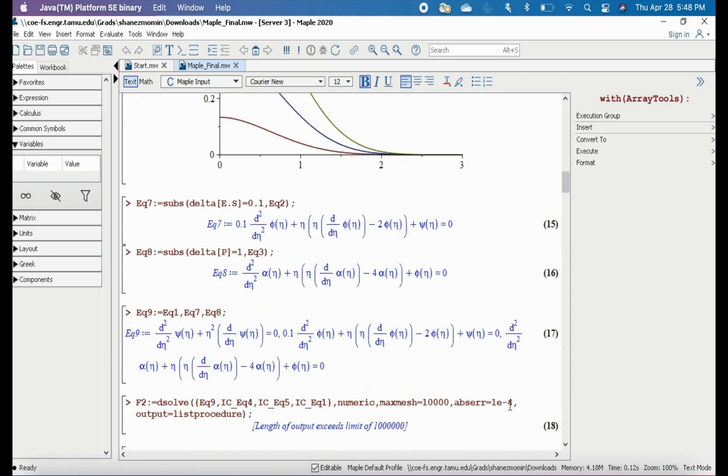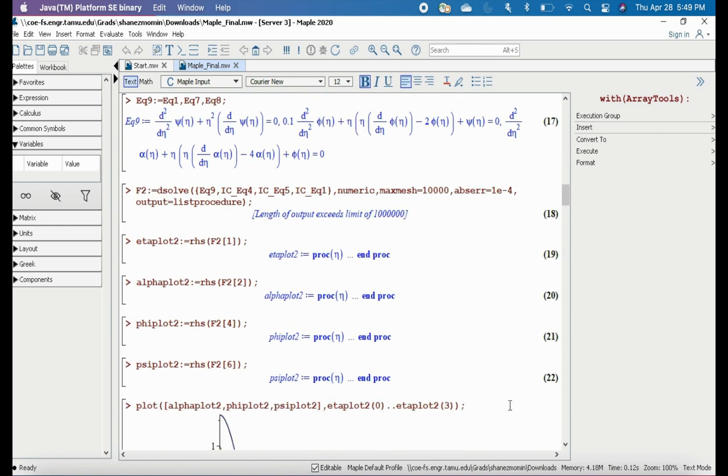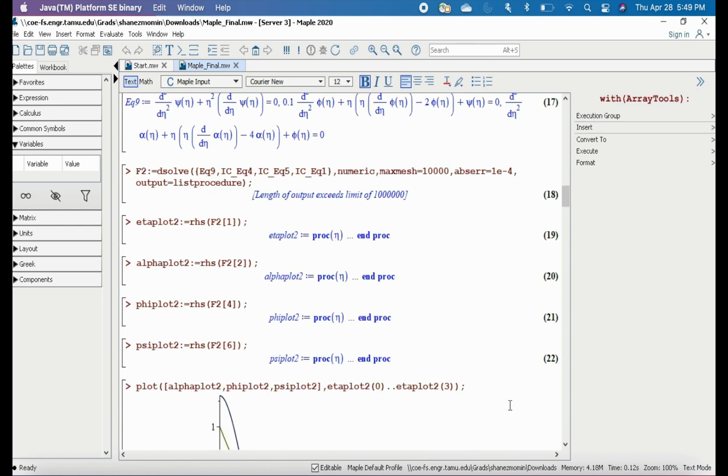Once we have the plot for equal diffusivities, now we move on to the change of diffusivities by changing the delta values of both intermediate and product. Equation 7 substitutes delta ES as 0.1 in original equation 2. Similarly, equation 8 substitutes delta P as 1 in our original equation 3. Again, we merge all of our equations and solve them using the dsolve command. Once we solve the equations, we extract the solutions and plot them using the plot function.